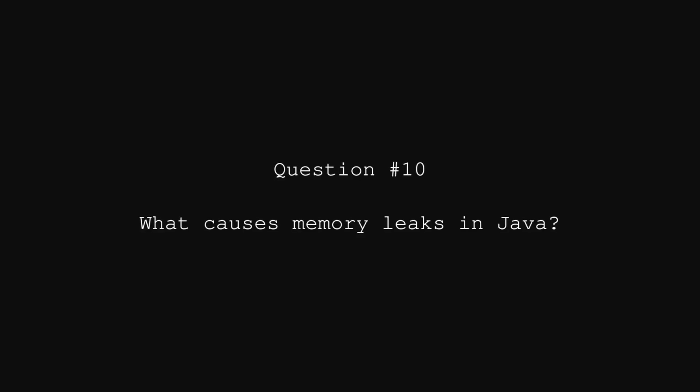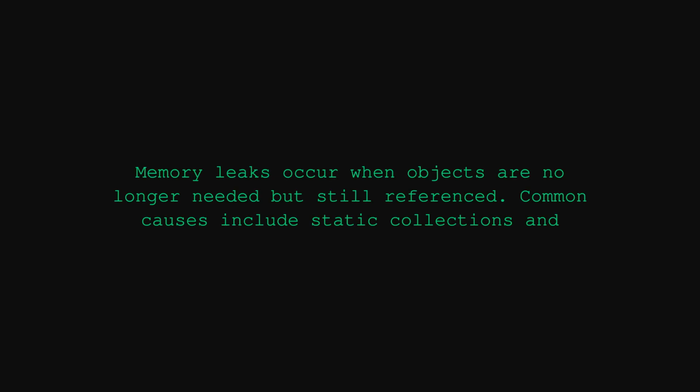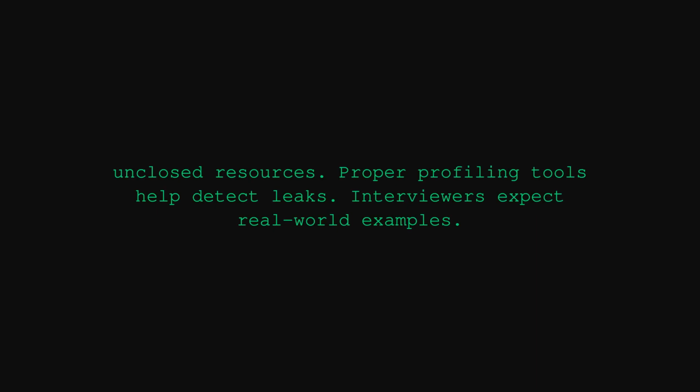Java interview question related to memory management. What causes memory leaks in Java? Memory leaks occur when objects are no longer needed but still referenced. Common causes include static collections and unclosed resources. Proper profiling tools help detect leaks. Interviewers expect real-world examples.